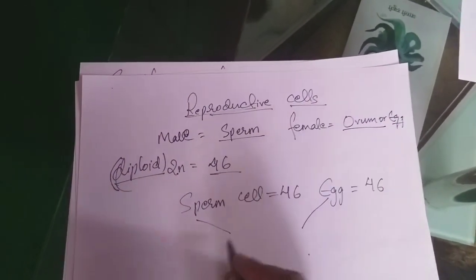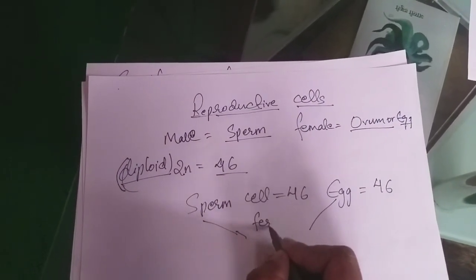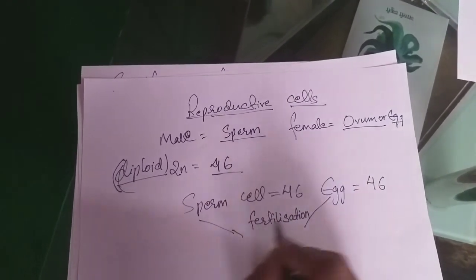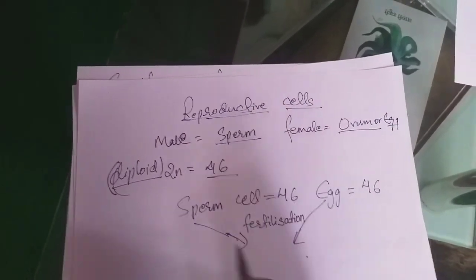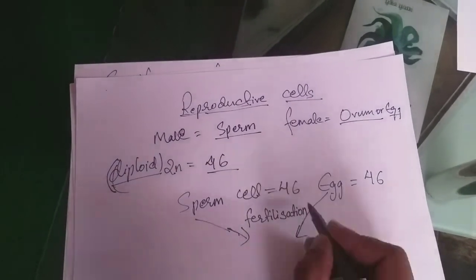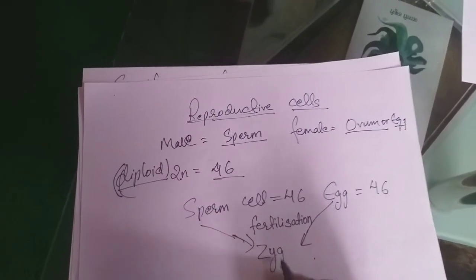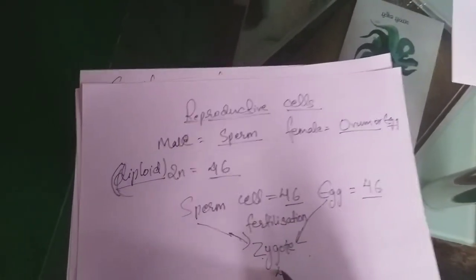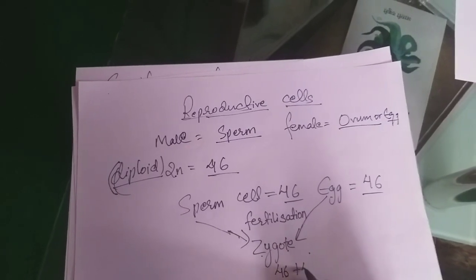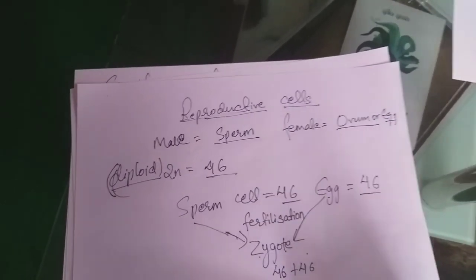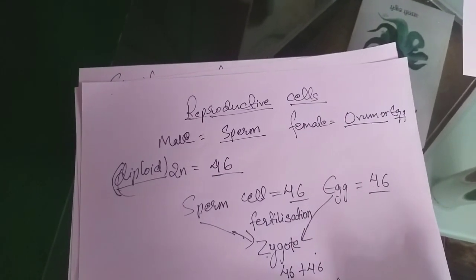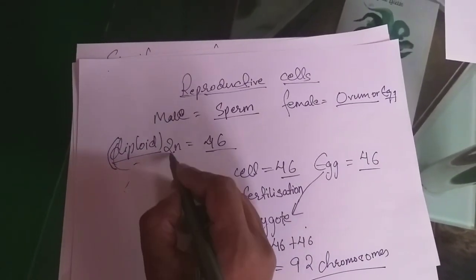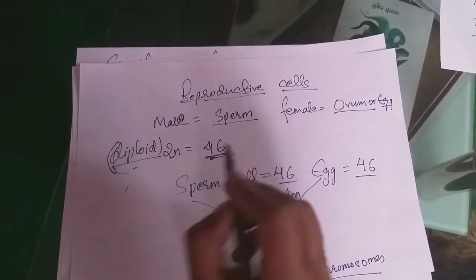But when the sperm and egg fuse together in the process of fertilization, which we will learn in the chapter reproduction, to form a zygote, their chromosome numbers get added up, and the cell will contain 46 plus 46 equals 92 chromosomes. But we know the diploid number of chromosomes for humans is only 46.